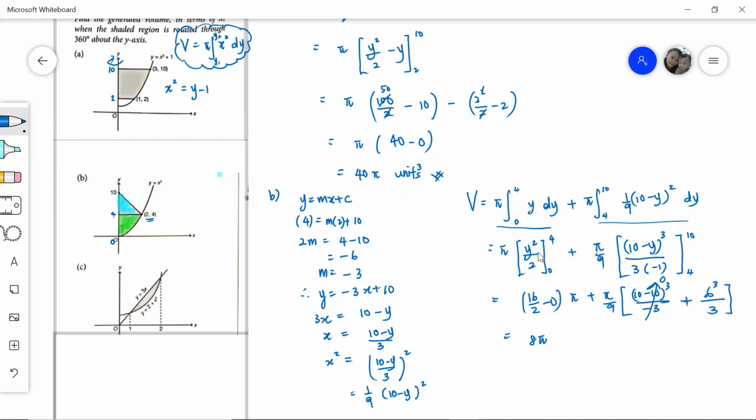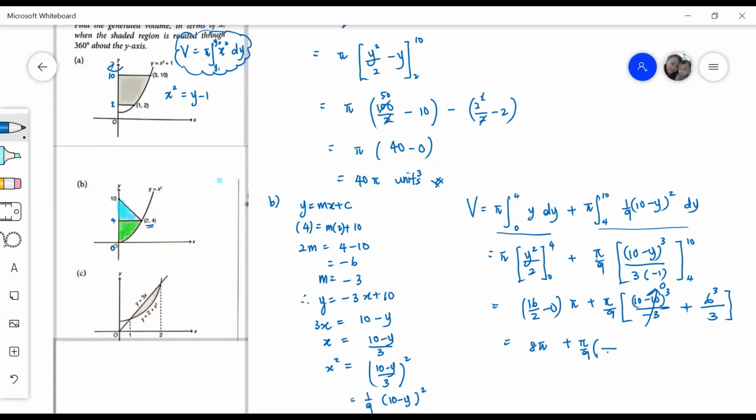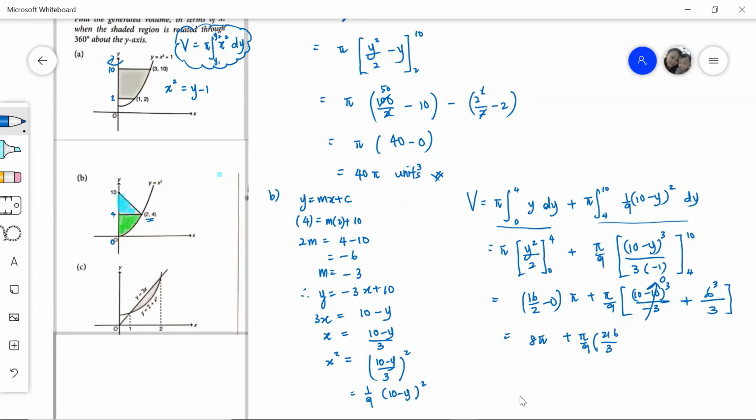So we're left with pi over 9, 6 cubed over 3. 6 cubed over 3, so that is 216. And then combine these two together.